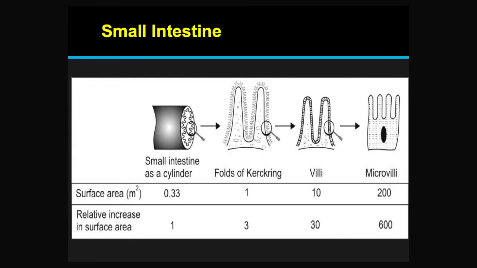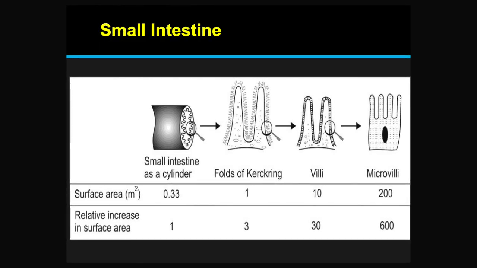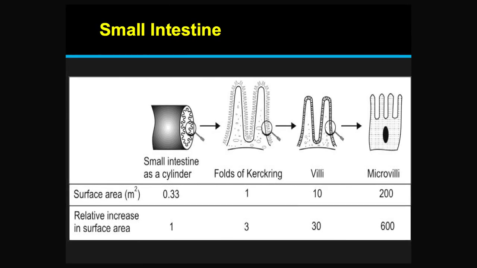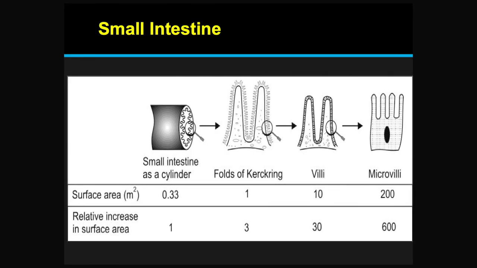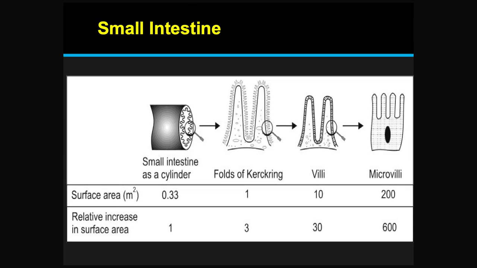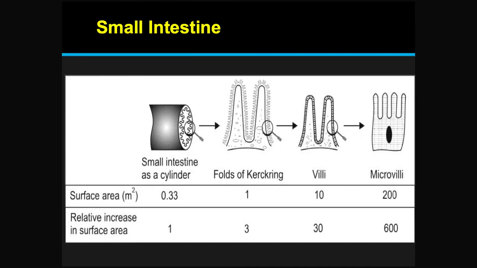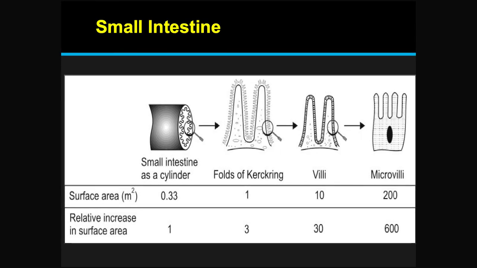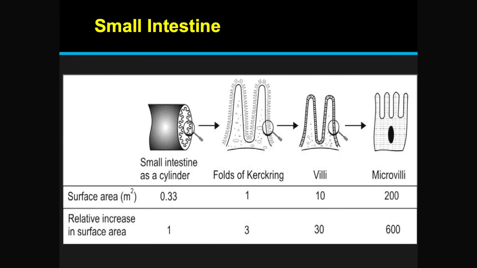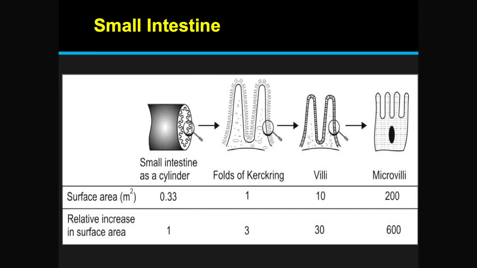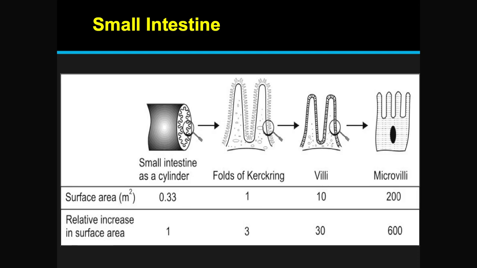Notice the mathematical escalation as we move from a smooth cylinder to a highly complex landscape, starting with the folds of Kirkring, which triple the initial 0.33 square meters of area. Observe the villi next. These projections provide a 30-fold relative increase, pushing our total surface area to 10 square meters. The most profound shift occurs at the microscopic level, where the brush border of the microvilli creates a 600-fold amplification, resulting in a final staggering 200 square meters of membrane.